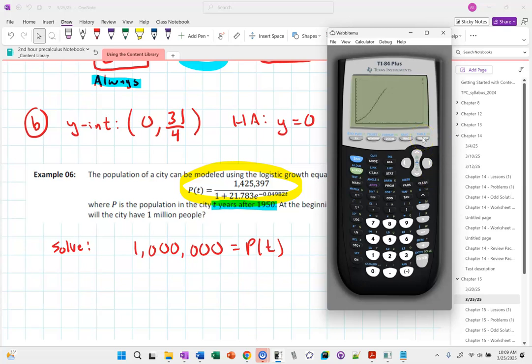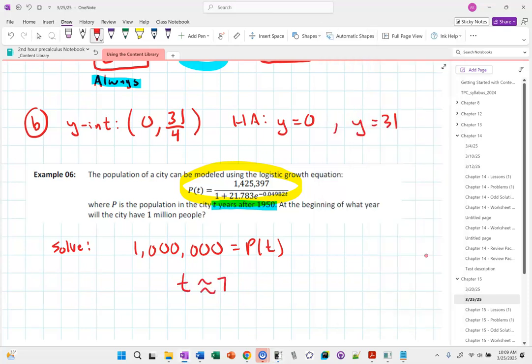So here's my population curve coming in. There's my 1 million line. We'll just find the intersection. Second trace, intersect, enter, enter, enter. And we get t is about 79.001.